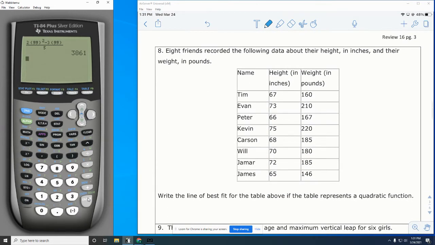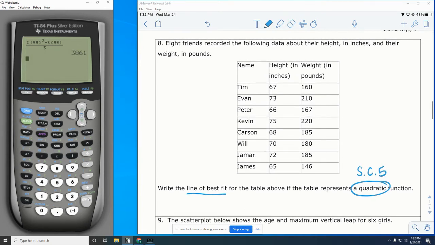Number 8, 8 friends recorded the following data about their height in inches and their weight in pounds. Write the line of best fit for the table if it represents a quadratic function. Quadratic is going to be stat calc 5. So I'm going to enter this table into stat edit and do stat calc 5. This is going to take a second.